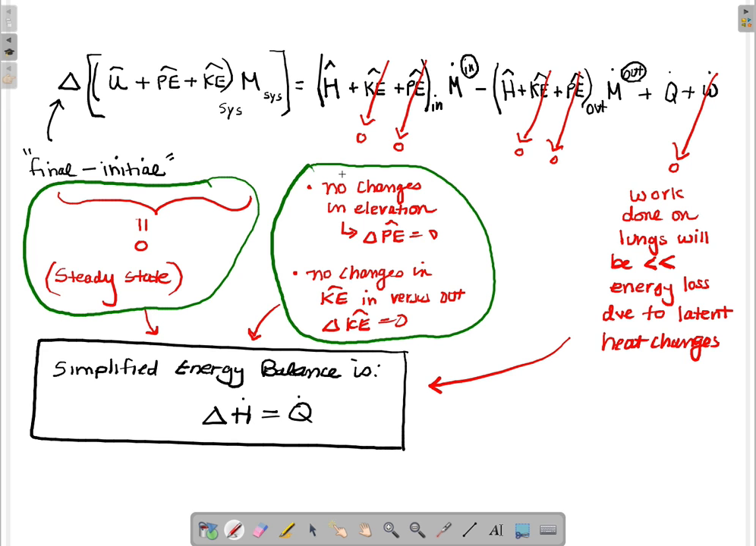And then the other term to think about is work, but that's going to be negligible because if you think about it, it's really potential energy changes happening there with respect to the lung. And those are going to be quite a bit smaller than the latent energy changes that are taking place due to the fact that we are essentially converting liquid water that's in the body to vapor. We're going to assume that's 0, and so you end up with a simplified energy balance of delta H is equal to Q.